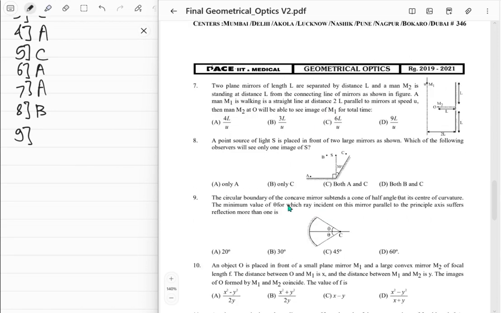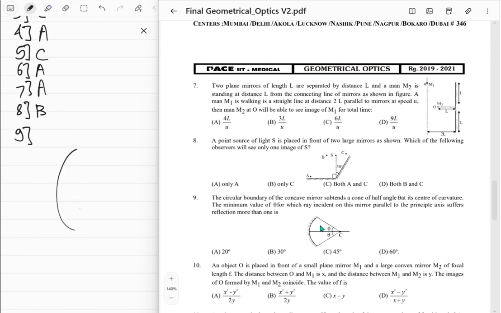The circular boundary of a concave mirror subtends a cone of half angle theta at its center of curvature. Right. Cone. Okay. Circular boundary of the concave mirror. That's a circular boundary. It's not a cone in the first place. It's something like a solid angle of a sphere, right? So a concave mirror is a part of a sphere, and this will make sense. Okay, whatever. Oh, just the circle. Okay, not the whole surface, just the circular boundary.